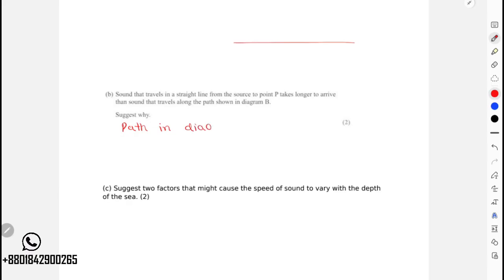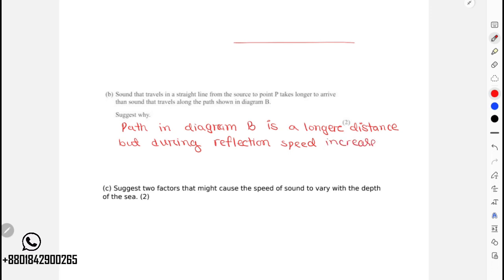Path in diagram B is a longer distance. But during reflection, speed increases. So a larger distance can be traveled within a short time.